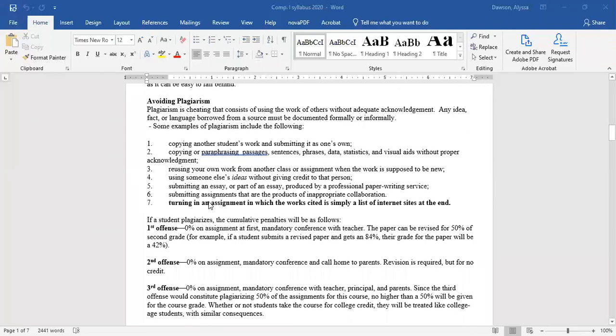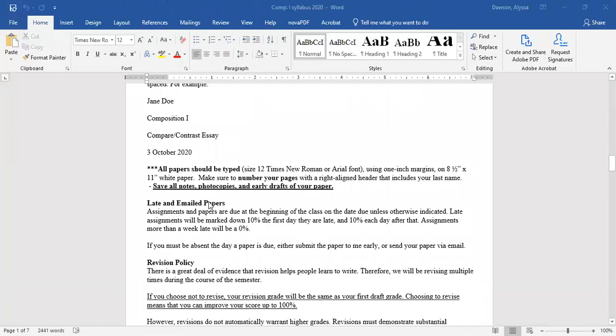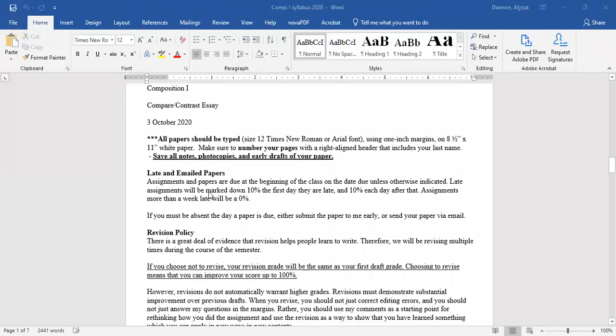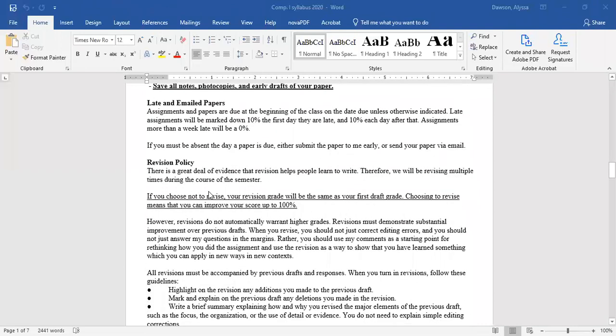And we'll talk about this class in general. All papers are due at the beginning of class on the date they're due, unless I tell you otherwise. And that's submitted to Schoology. Make sure you number your pages with a right-aligned header that includes your last name. Save the stuff that you used in writing your paper. If it's late, it's 10% the first day, and 10% each day after that.